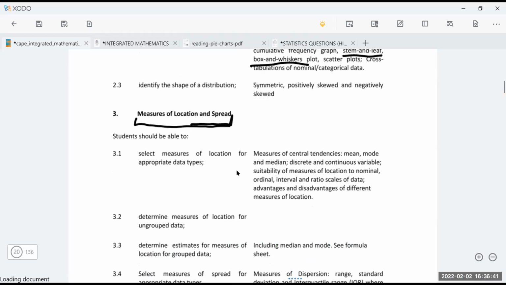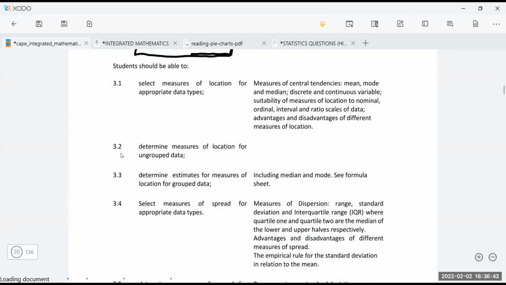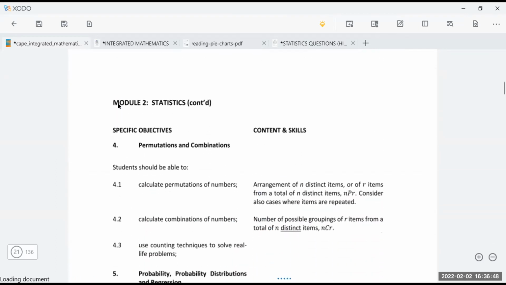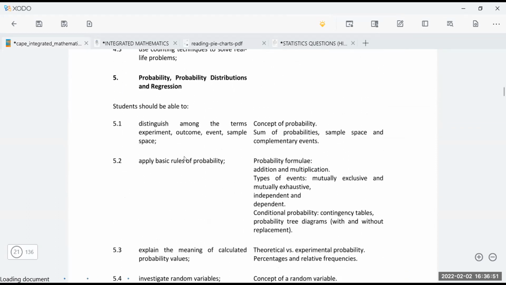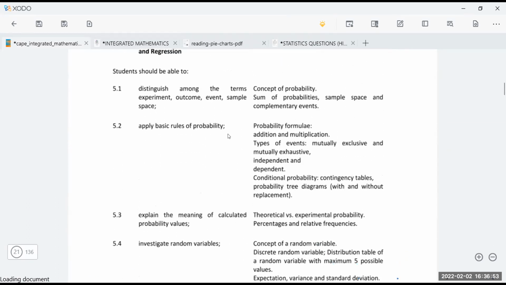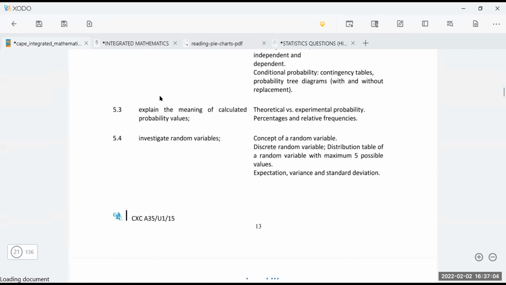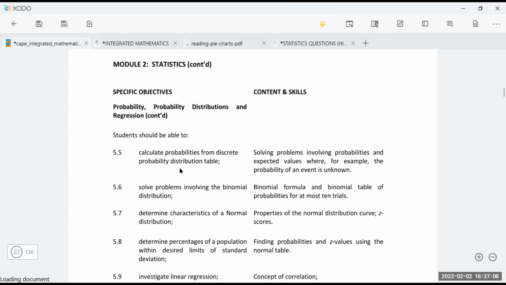So 2.3, going to include that. We do 3.1, the 3.2, the 3.3, the 3.4. We do 3.5, we do 3.6. All right, as you can see right here, this is where we're going. We're going to distributions. All right, don't worry, I'm skipping probability a little bit. We're going to distributions first. We're going to be calculating probabilities for a discrete probability distribution table. All right, and we'll be looking at normal and binomial.